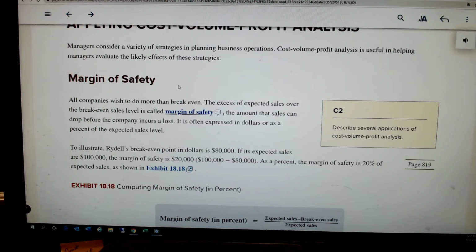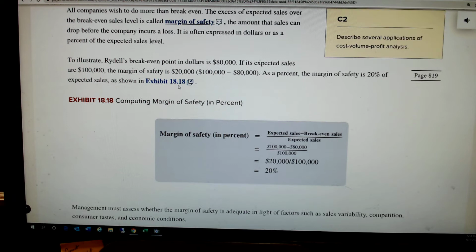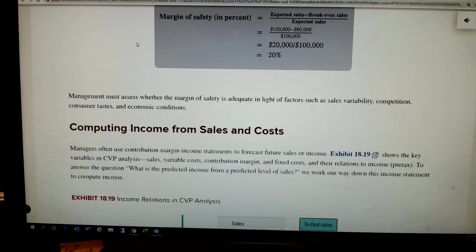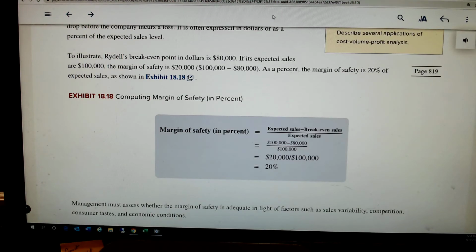We're going to talk about the margin of safety. The margin of safety is exactly that. Safety is considered the no loss zone. Your safety margin is how much above the break-even point you are. So I'm going to show an example of how that's computed.